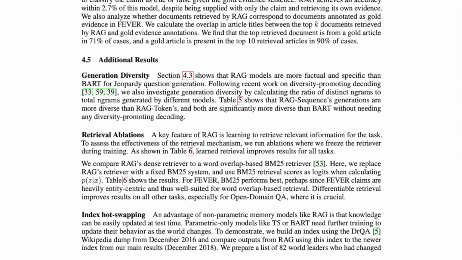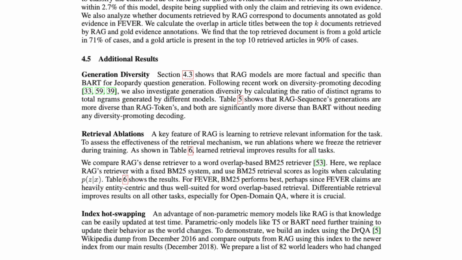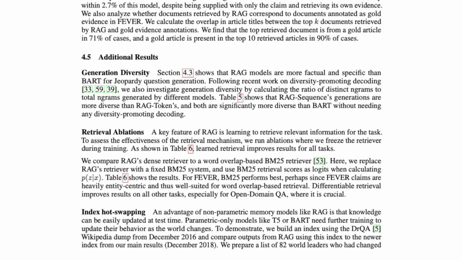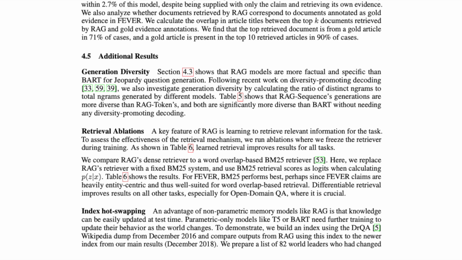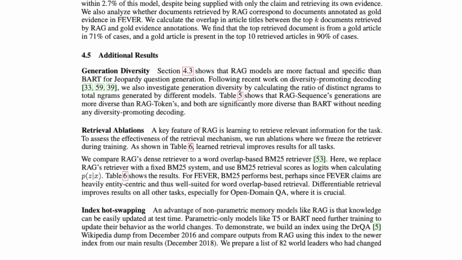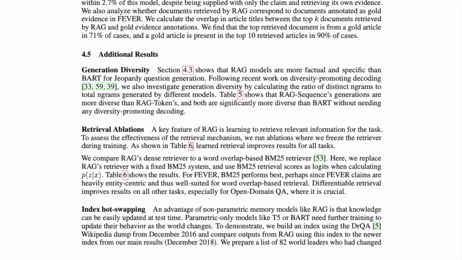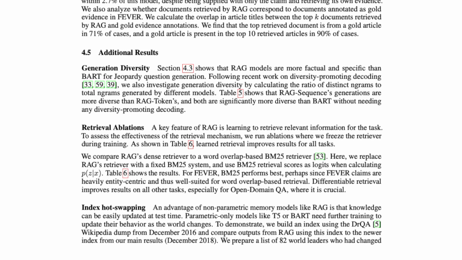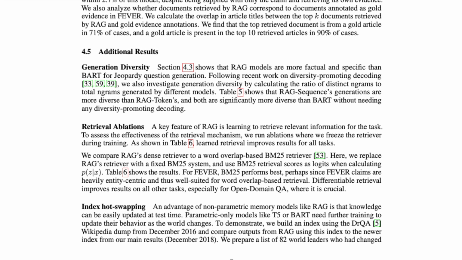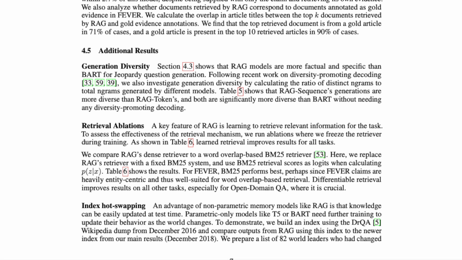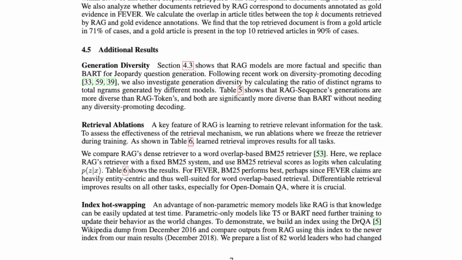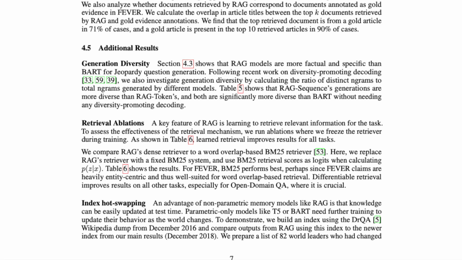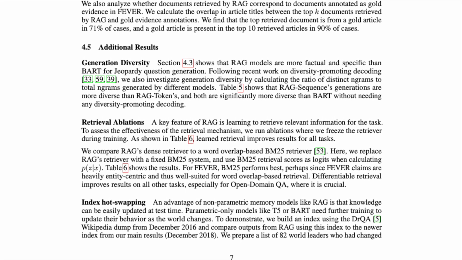Retrieval Ablations. A key feature of RAG is learning to retrieve relevant information for the task. To assess the effectiveness of the retrieval mechanism, we run ablations where we freeze the retriever during training. As shown in Table 6, learned retrieval improves results for all tasks. We compare RAG's dense retriever to a word overlap-based BM25 retriever. Here we replace RAG's retriever with a fixed BM25 system and use BM25 retrieval scores as logits when calculating p(z|x). Table 6 shows the results. For FEVER, BM25 performs best, perhaps since FEVER claims are heavily entity-centric and thus well-suited for word overlap-based retrieval. Differentiable retrieval improves results on all other tasks, especially for open-domain QA, where it is crucial.